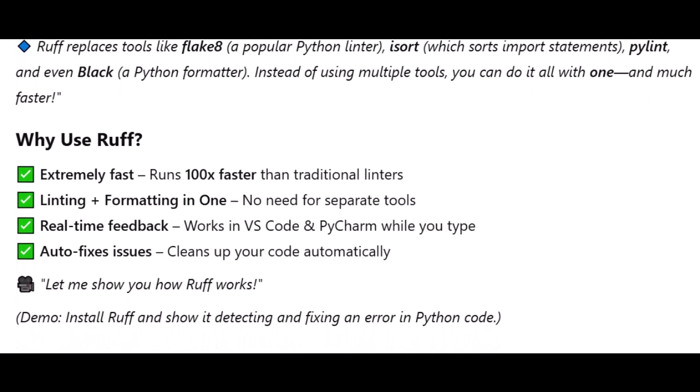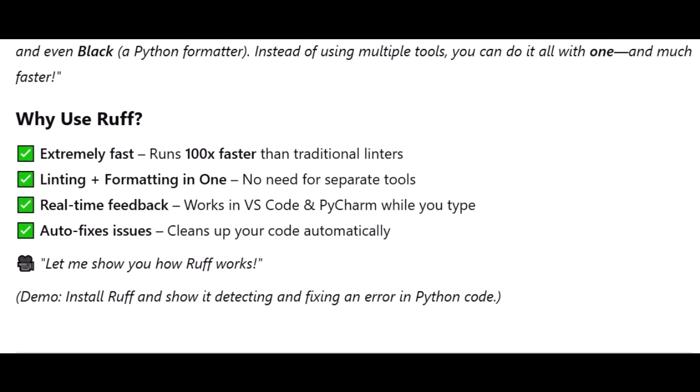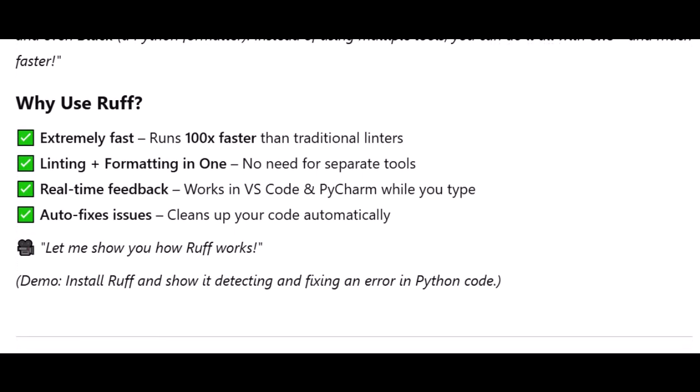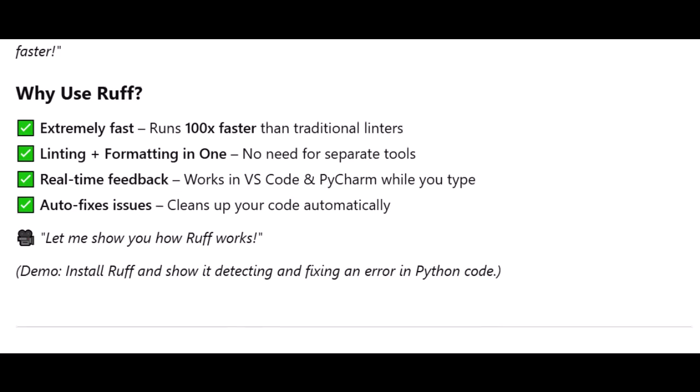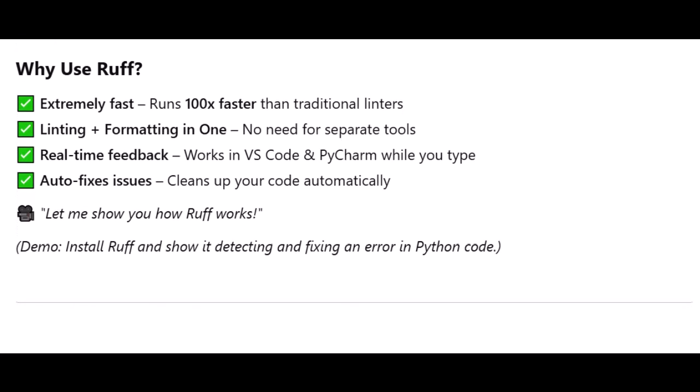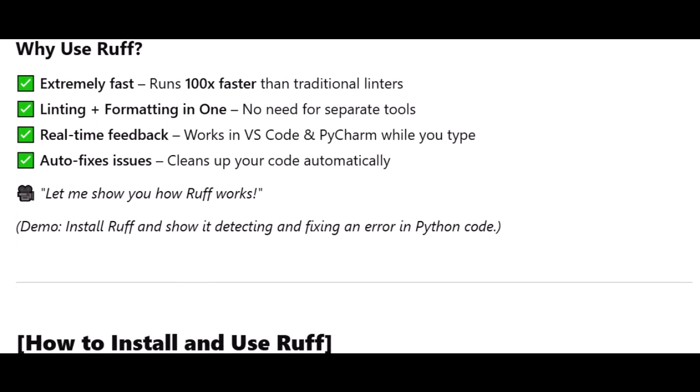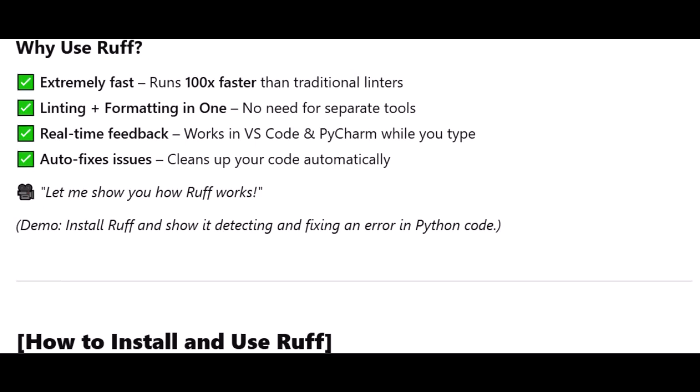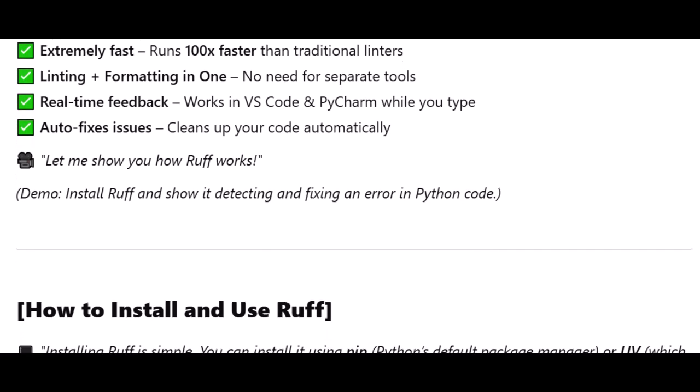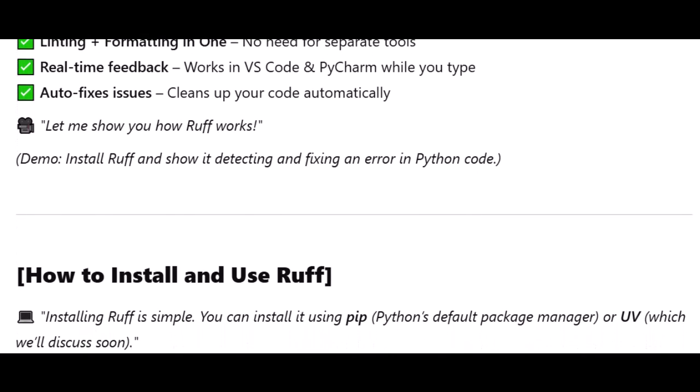Why use Ruff? Extremely fast, runs 100x faster than traditional linters. Linting and formatting in one, no need for separate tools. Real-time feedback, works in VS Code and PyCharm while you type. Auto fixes issues, cleans up your code automatically. Let me show you how Ruff works. Demo: install Ruff and show it detecting and fixing an error in Python code.